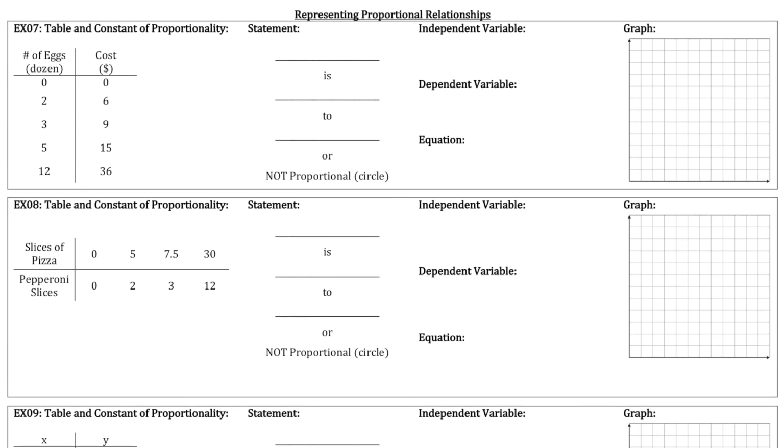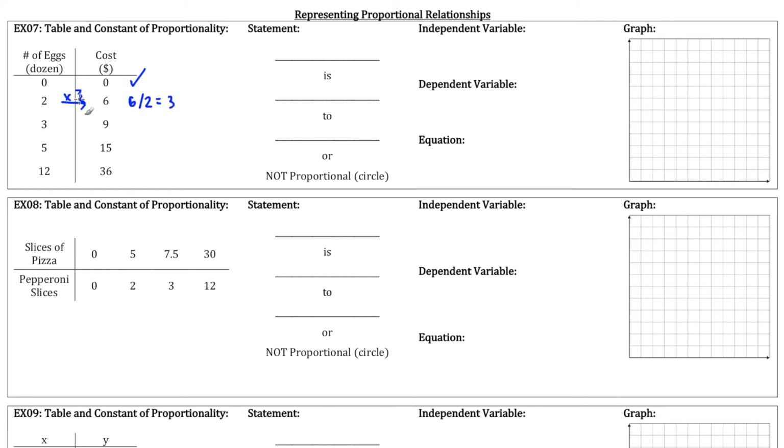Alright, so first thing we're going to do is, well, we're given a table. First thing we're going to do is make sure it's proportional. So 0, 0, good. This is times 3. If you didn't know it, you would do 6 divided by 2 is 3.